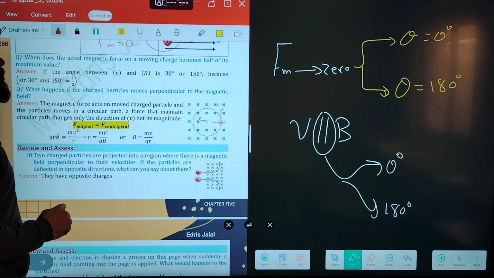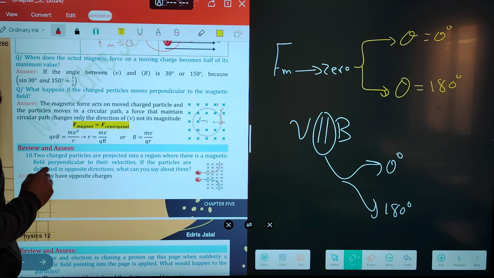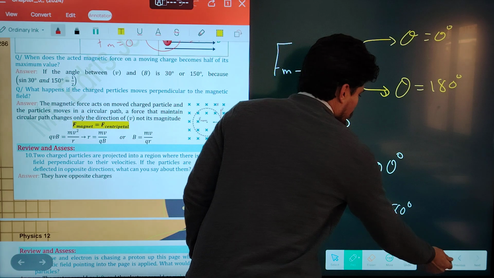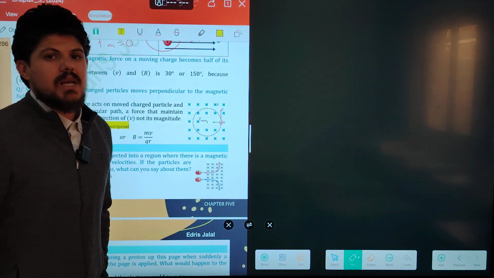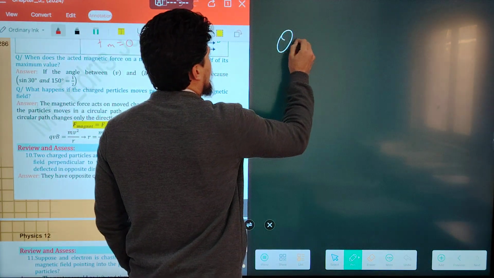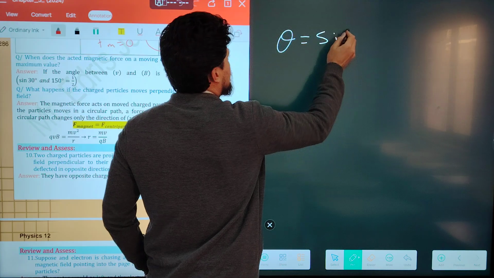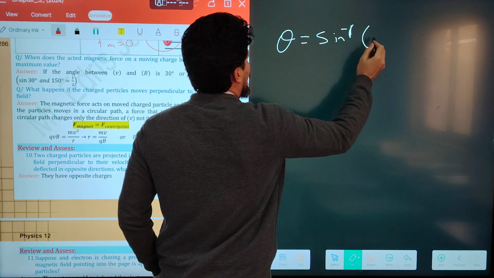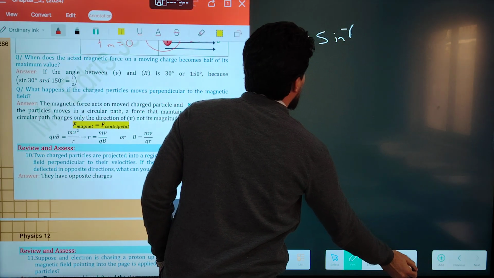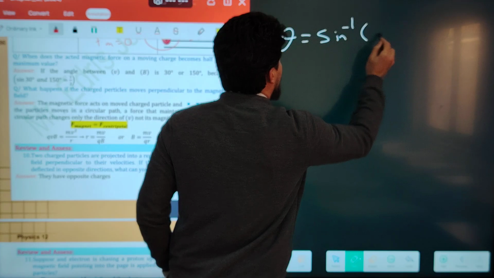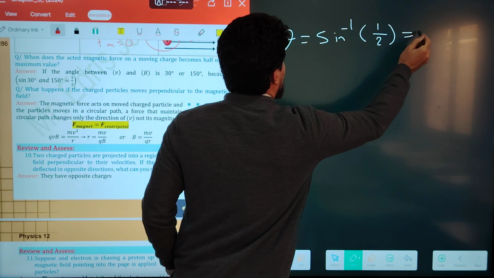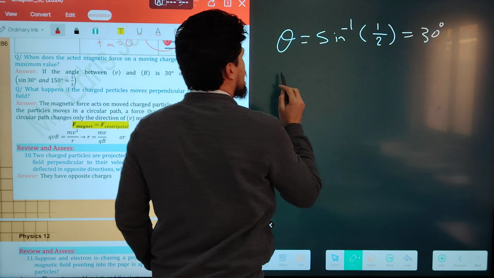When does the magnetic force on a moving charge become half of its maximum value? You can find the angle: sine inverse of half of its maximum value. Sine inverse of half is equal to 30.